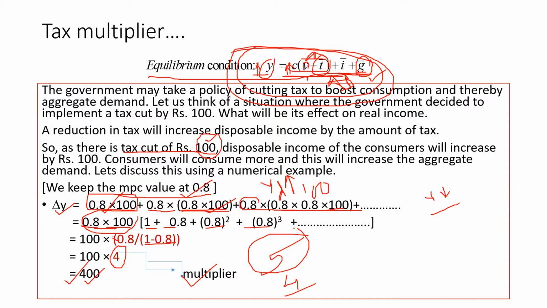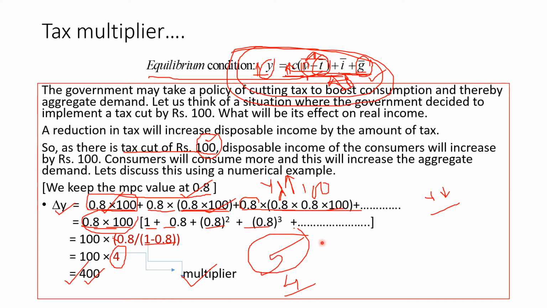If there is a tax cut, then disposable income is increasing, and only then will there be an increase in consumption. So there is no direct effect. These are all indirect effects. This is an indirect effect because there was a tax cut of 100 rupees. So disposable income increased by 100 rupees, and then consumption increased by 0.8 into 100 rupees. So only induced effects are here. So the direct effect is missing.